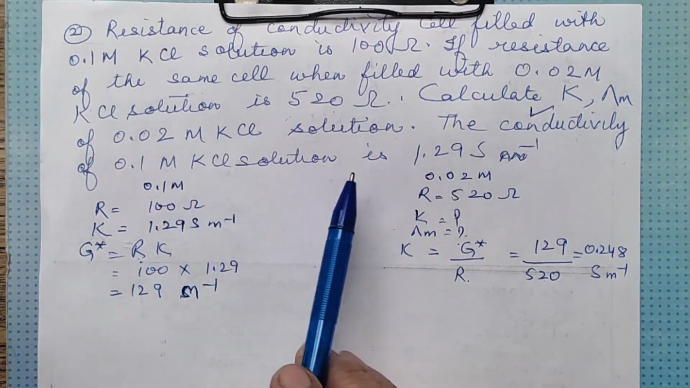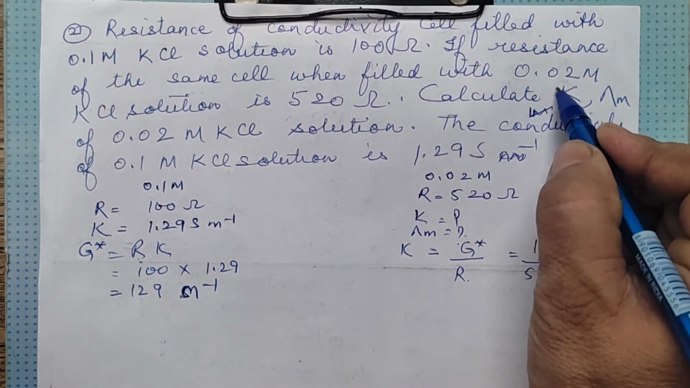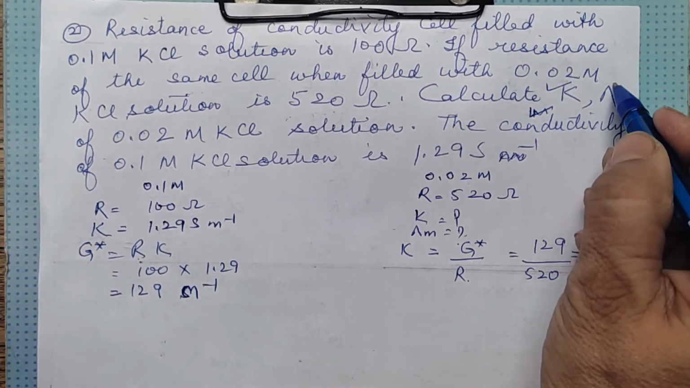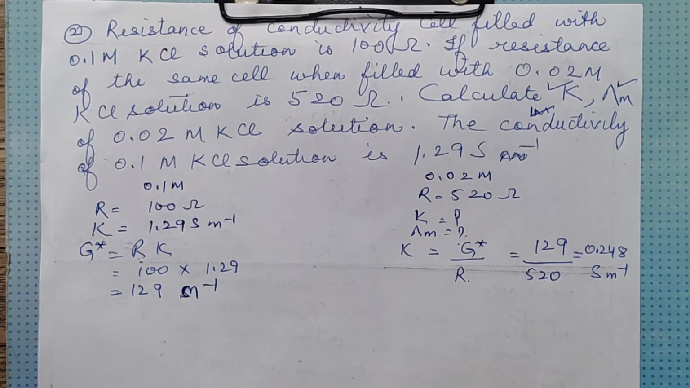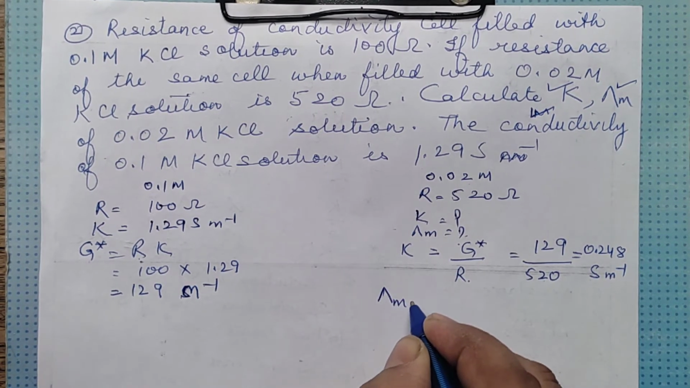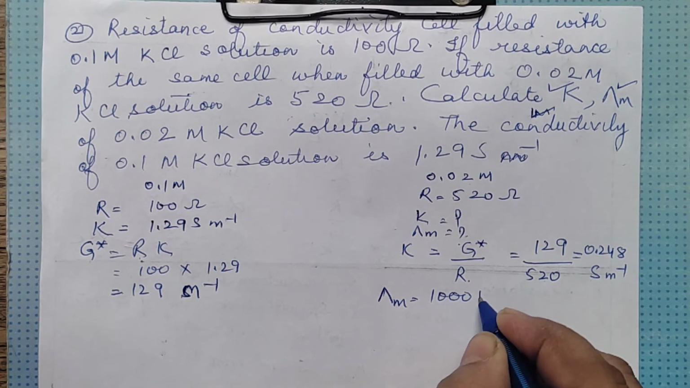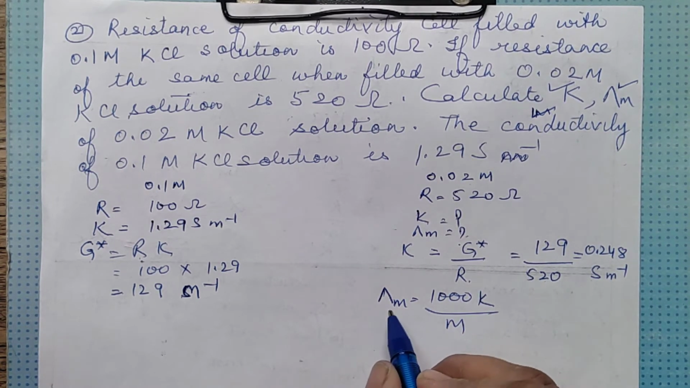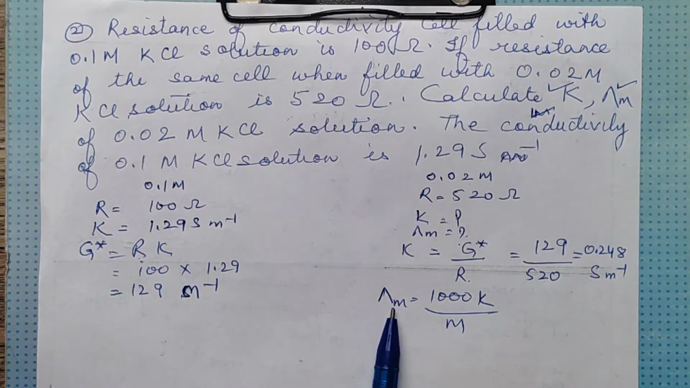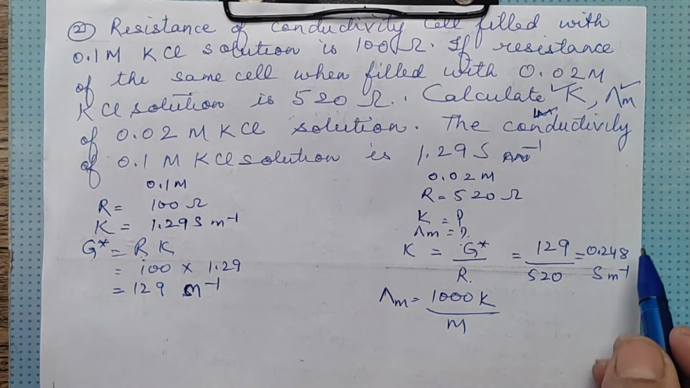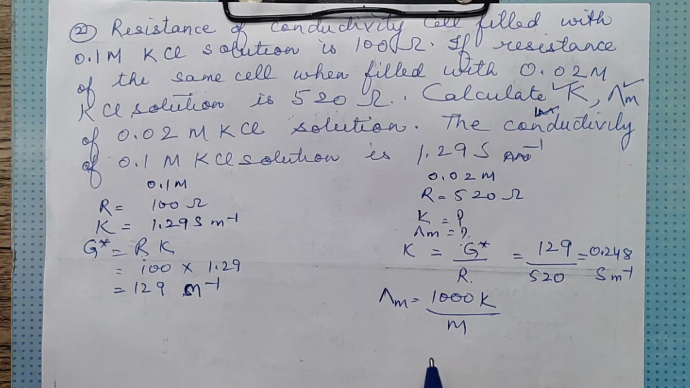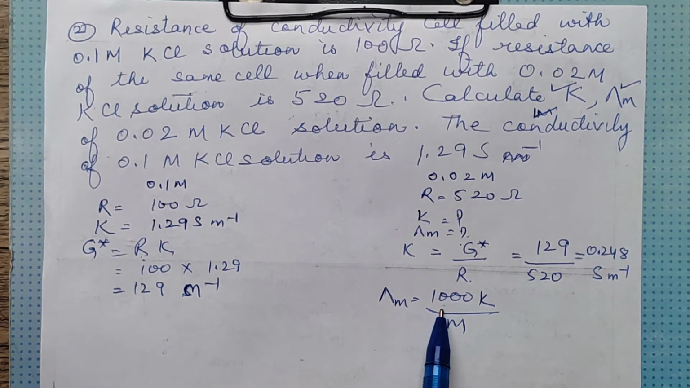We have calculated the kappa value. Now we are looking for the calculation of lambda m. The formula which we normally write is lambda m is equal to 1000 kappa by m, in Siemens centimeter square per mole. Just mind it, we multiplied with 1000 to convert the volume of 1 liter into centimeter cube. So this kappa value also has to be converted into centimeter in order to use the same formula of 1000.